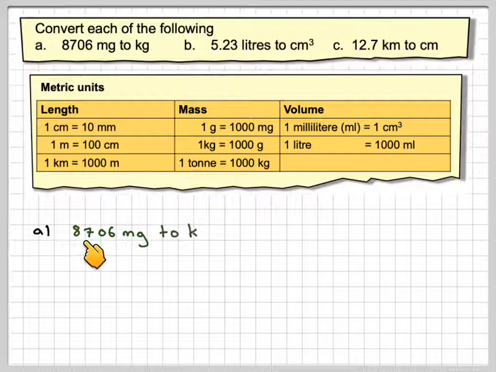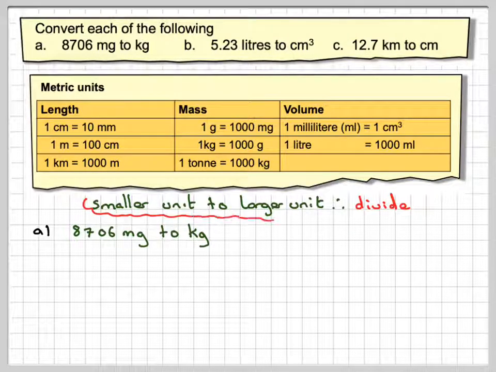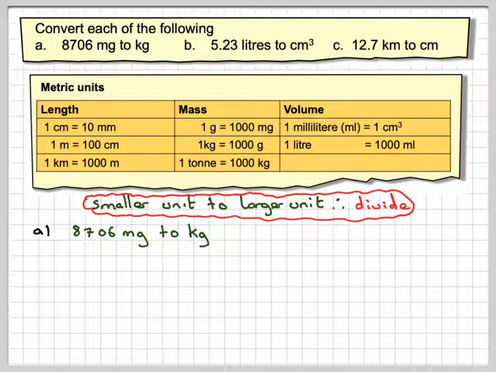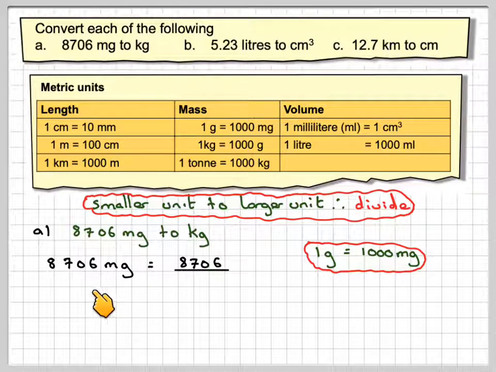Now, we've got 8,706 milligrams to kilograms. Now, we're going from a smaller unit to a larger unit, and if we're going to do that, we will need to divide by the conversion factor. So going a stage at a time, we're going to say that 1 gram is equal to 1,000 milligrams. So we're going to change this into grams. That means we would need to do 8,706, and we need to divide, because we're going from the smaller to the larger, by the conversion factor, which is 1,000. So that will become 8.706 grams.